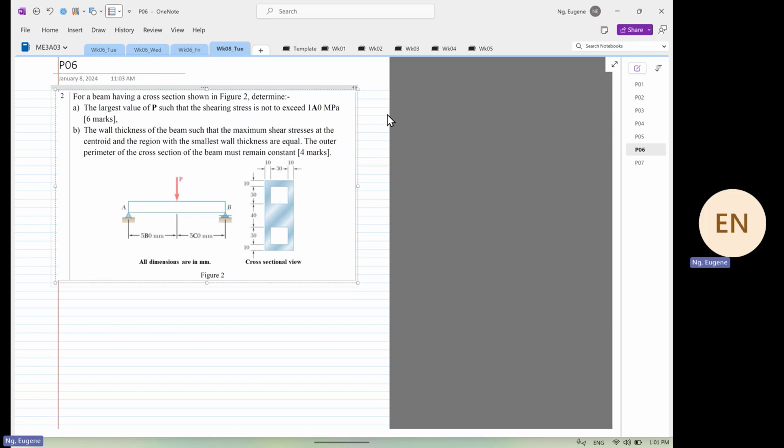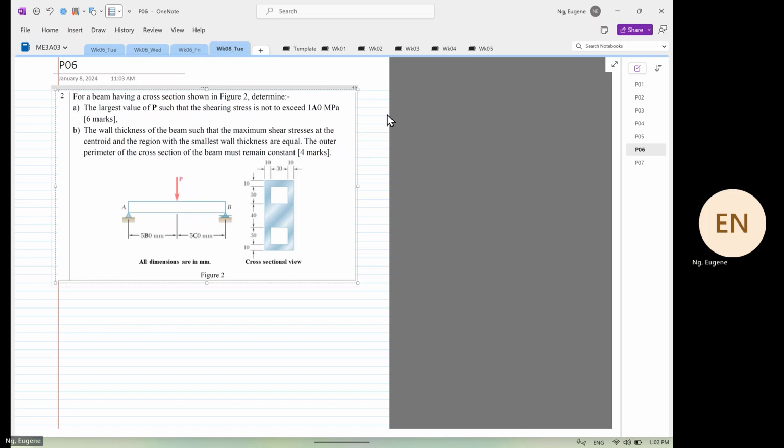Okay. Now, the first part of the question is what is the largest P such that the shear stress is not to exceed a certain load or a certain stress. The next question is an optimization question where it asks, what is the wall thickness of the beam such that the maximum shear at the centroid and the region with the smallest wall thickness are equal? That is an optimization question. Are we clear? Part B is optimization. Part A is straightforward.